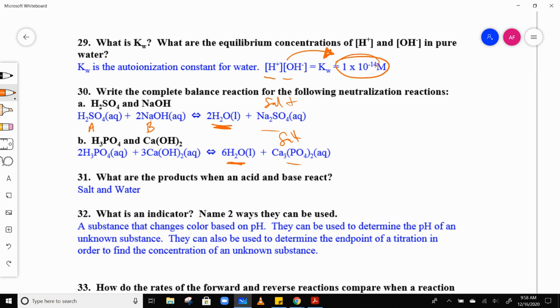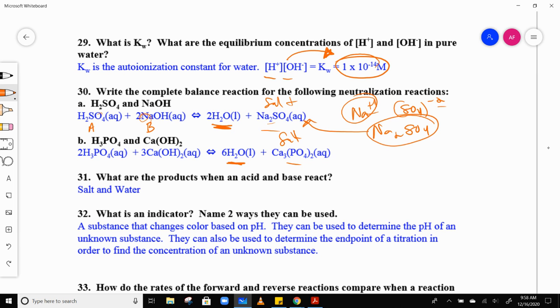The Na is a positive 1. SO4 is a minus 2. So you have Na2SO4. Because remember, Na plus 1, SO4 is a minus 2. So these charges need to cancel. So you need 2 of these. So Na2SO4. That's where that comes from.